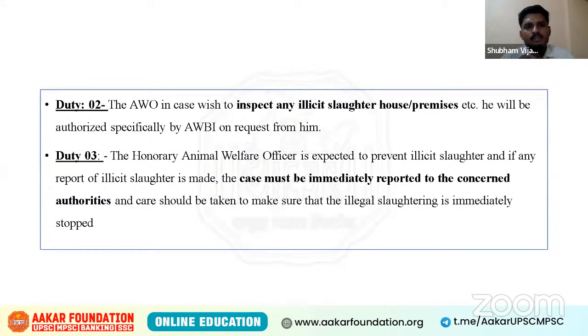Then the next duties we are dealing with are the duties of the animal welfare officer, AWO. If he wishes to inspect any illicit slaughterhouse or premises, he is authorized to inspect that. Then the next one: if he has inspected these slaughterhouses or premises and any report of illicit slaughter is made, then he can file a case. Means the case must be immediately reported to the concerned authorities, particularly to the Animal Welfare Board of India.